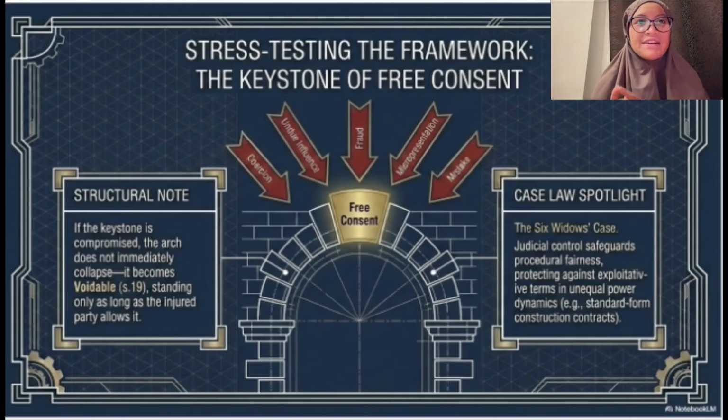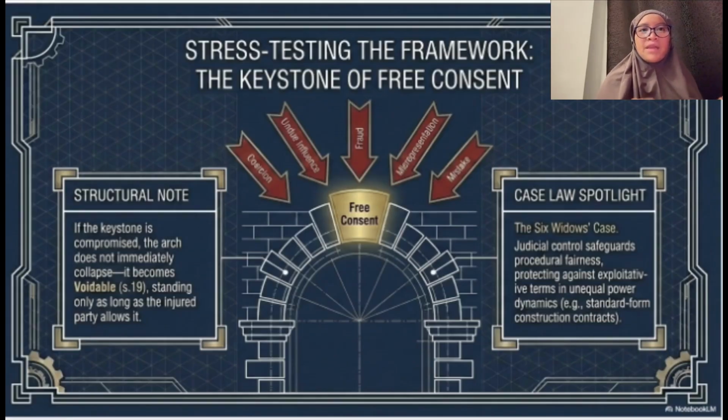Next, I will discuss the concept of free consent, which is one of the most important foundations in contract law. This slide uses the image of an arch to symbolize how contracts rely on free consent as the keystone holding the structure together. If free consent is weakened or damaged, the stability of the agreement is affected. The arrows above the keystone represent factors that can invalidate or weaken consent. This includes undue influence, coercion, fraud, misrepresentation, and also mistake. All of these factors interfere with a person's ability to make a free and genuine agreement.